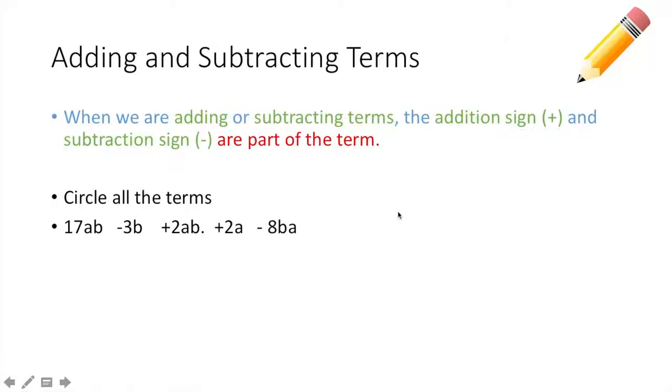So now we're going to go through some of the answers. The first one is 17ab, pretty easy one. The next term is minus 3b. Hopefully you had the minus symbol there as well. The next one is plus 2ab. Hopefully you had the plus symbol there as well. The fourth one is plus 2a. Hopefully you had the plus symbol there as well. And the final one is minus 8ba. And hopefully you had the minus symbol there. Hopefully you got them all correct.